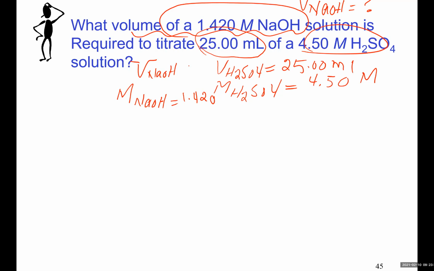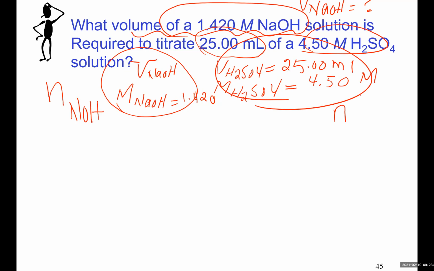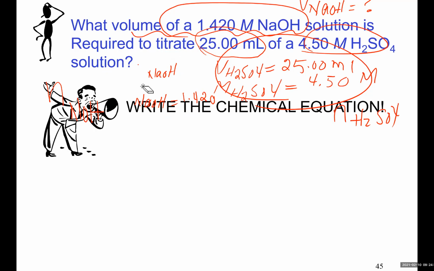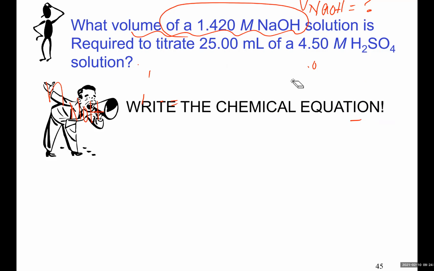You know volume and molarity are related to number of moles. Number of moles is always defined by a stoichiometric coefficient. That means the balancing coefficient in the equation. So in order to relate the number of moles of NaOH to the number of moles of sulfuric acid, I need the balancing coefficient of the chemical equation. That means I first have to write a balanced equation between sulfuric acid and sodium hydroxide. So always write a balanced equation for the reaction before solving the problem.